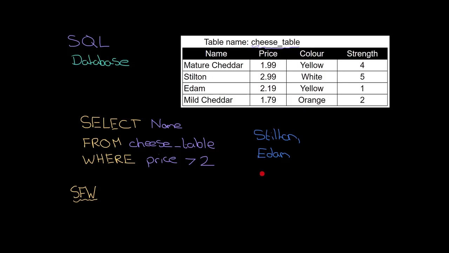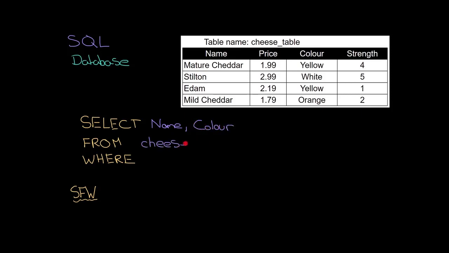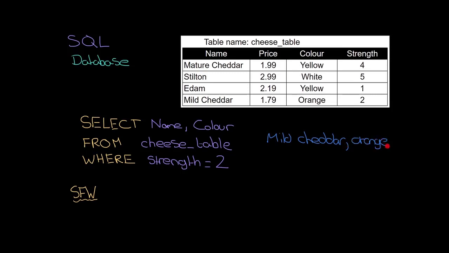But let's see what happens if we start fiddling around with some of these conditions. So instead of select name, cheese table, and price, let's do select name and the colour. So I want 2 bits of information now. So I'm going to do name, comma, colour, from cheese table, where strength equals 2, all right? Now that will get me one result, which is mild cheddar, and then it will also give me the colour as well. So the result from this would be mild cheddar along with the colour, which is orange. So far so good. So we've got select, from, and where.